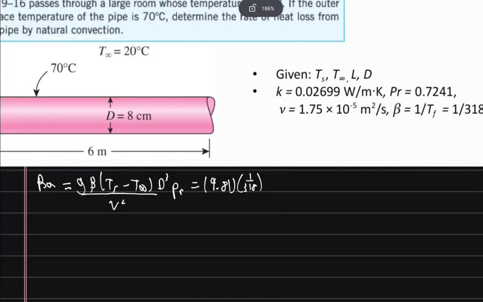And then we have Ts minus T infinity. Now you might think, oh, we have Kelvin over here, this needs to be in Kelvin. It could be in Celsius or Kelvin because we care about the temperature difference. If we added 273 to both Ts and T infinity, then subtracting them would just get rid of the 273.